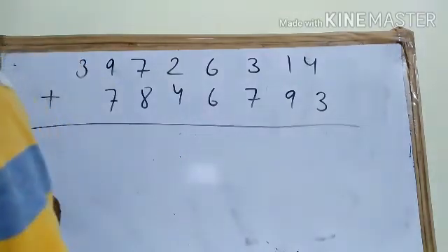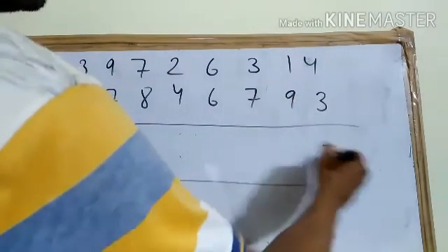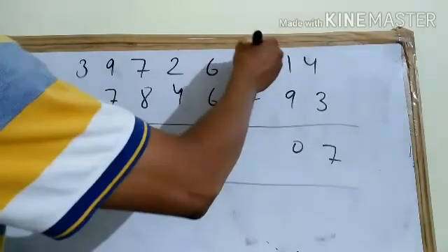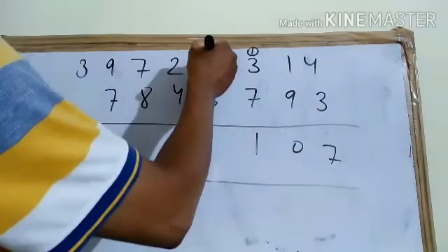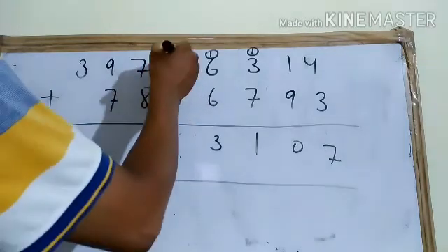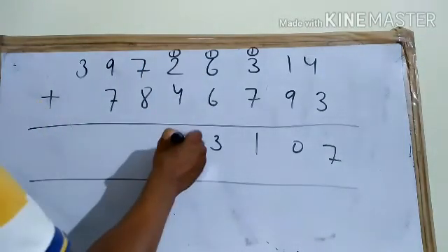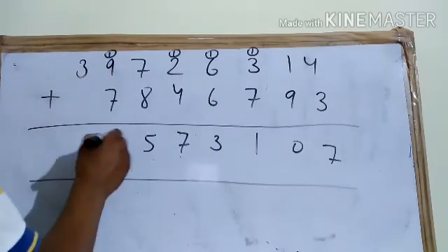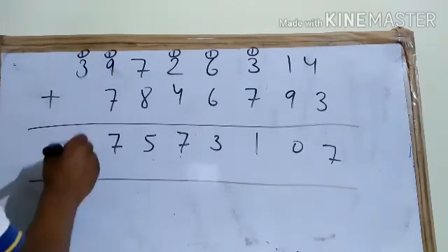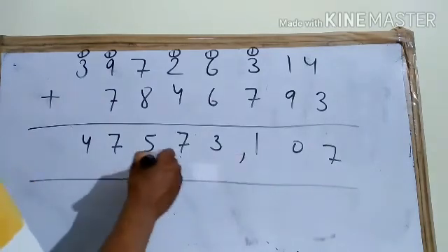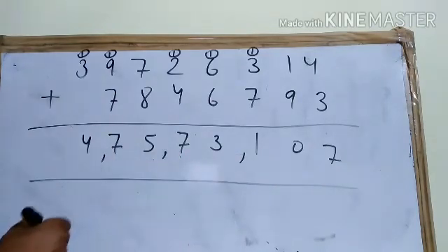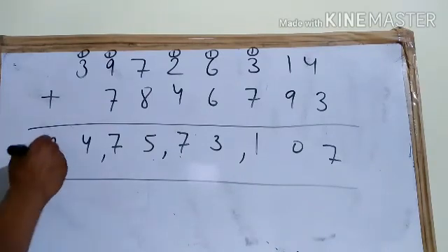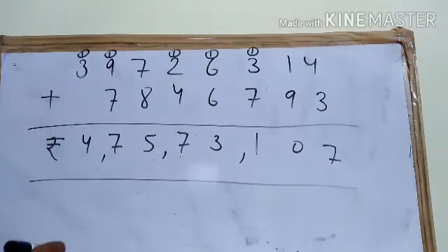Now you can add 4 and 3 7, 9 and 1 10, 1 carry here, we get 11, again 1 carry, we get 13, again 1 carry, then 7 and 8 15, here 1 carry, 9 and 7 16, 1 carry, 3 and 1 we get 4. Put the commas. So 4 crore 75 lakh 73,107. This was the earning of year 2000 in rupees. So this was your answer.